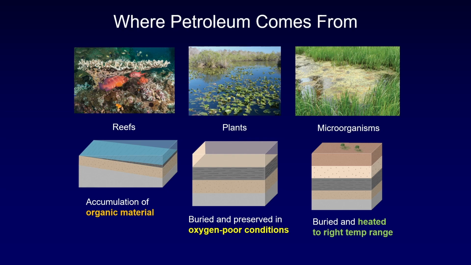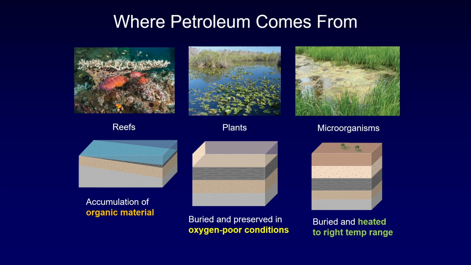Instead, what we're going to need is environments like swamps and deltas, for instance. In those environments, you tend to have bodies of water within them, which can become quite oxygen poor, and as such, any organic material that falls into them will be preserved because of that lack of oxygen.